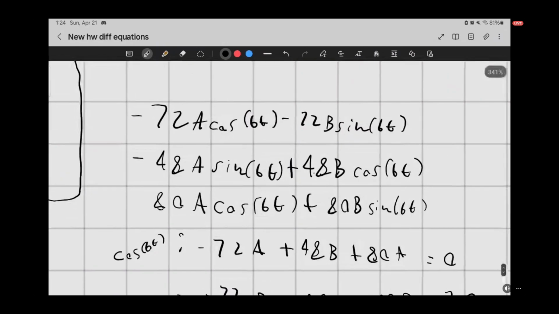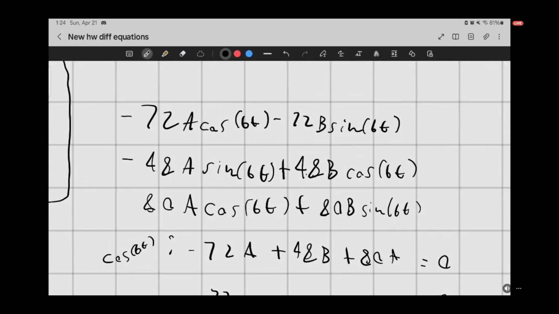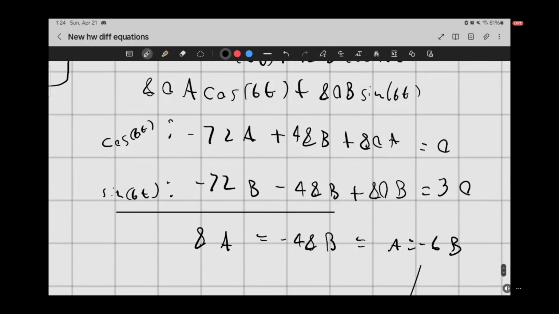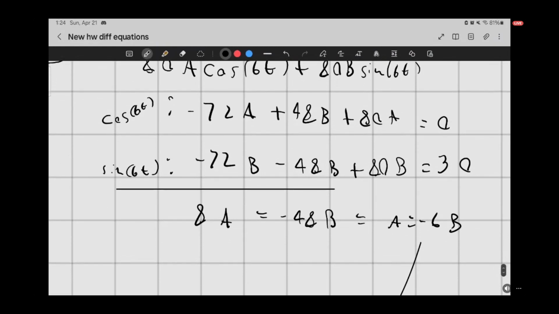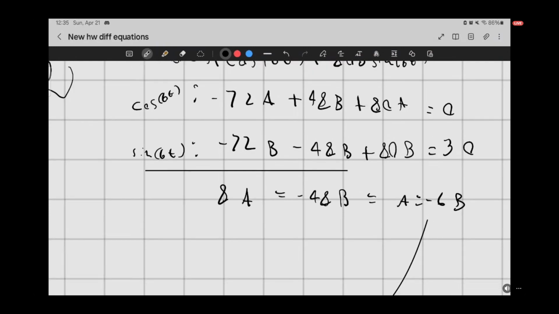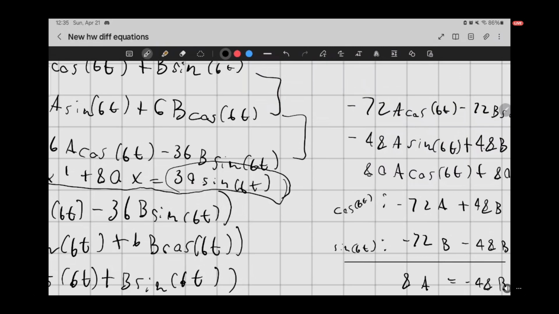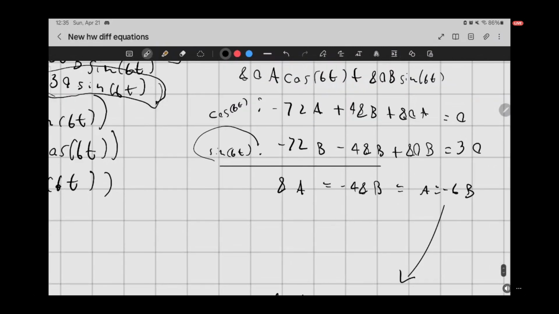We're going to get negative 72a cosine 6t minus 72b sine 6t minus 48a sine 6t plus 48b cosine 6t plus 80a cosine 6t plus 80b sine 6t. We can put it all into a system of equations, with cosine 6t on the top and sine 6t on the bottom. So I'm going to have minus 72a plus 48b plus 80a, and then minus 72b minus 48a plus 80b equals 30. And the reason it equals 30 is because we have the 30 sine 6t, which is here.